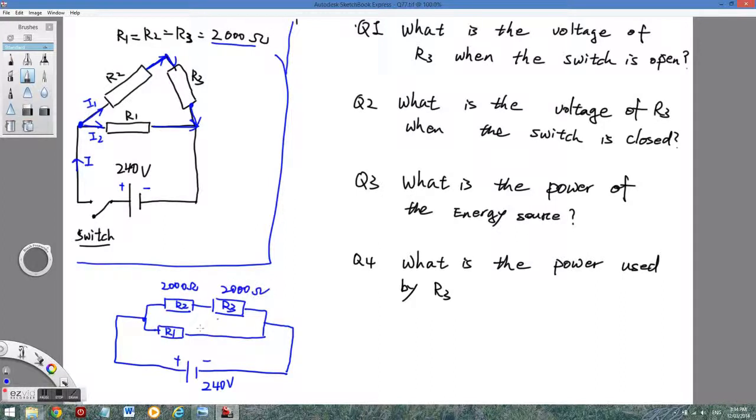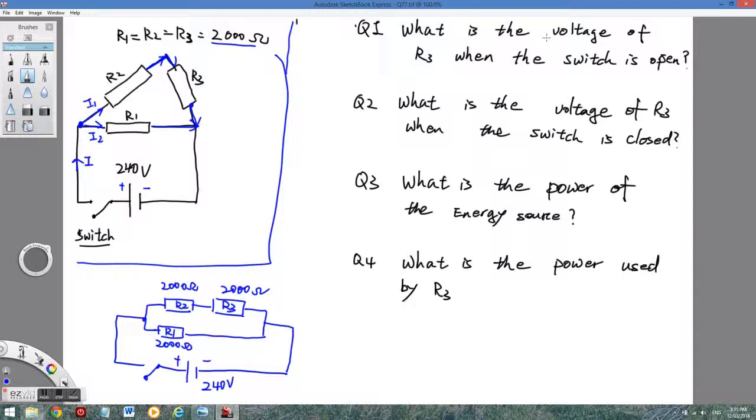In this way, I have redrawn the circuit. They are the same circuit, but this time it looks more simple, of course with a switch down there. Now let's answer question 1.